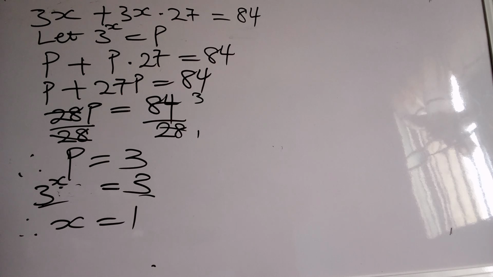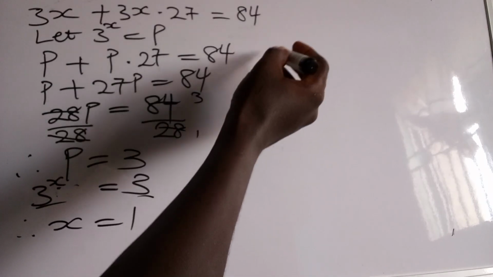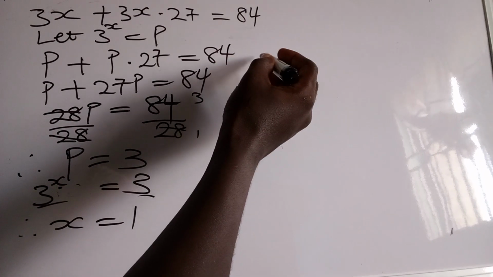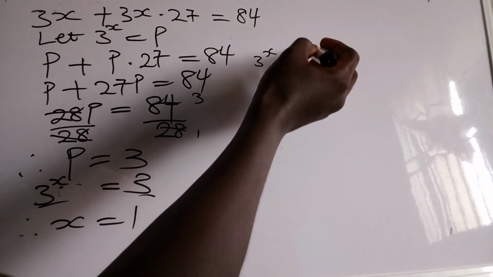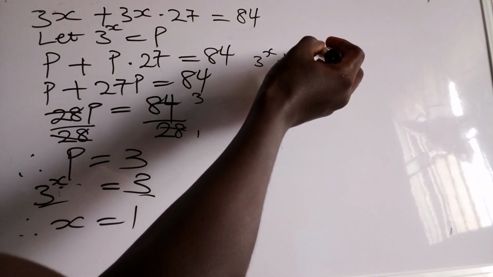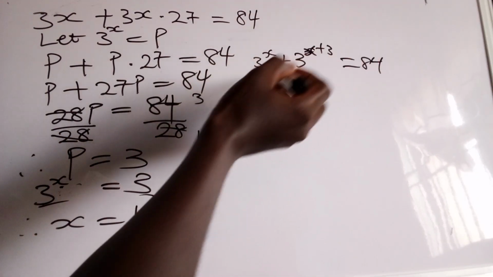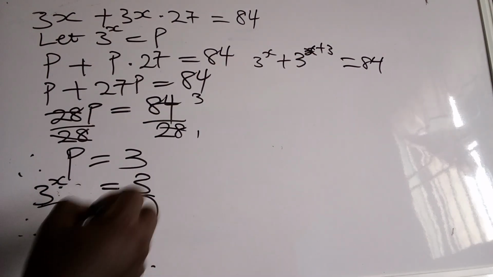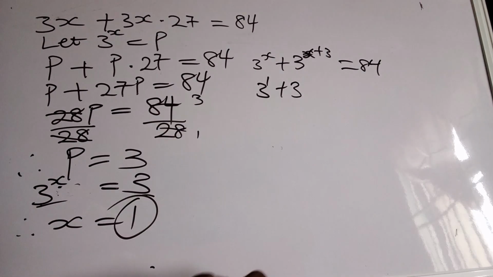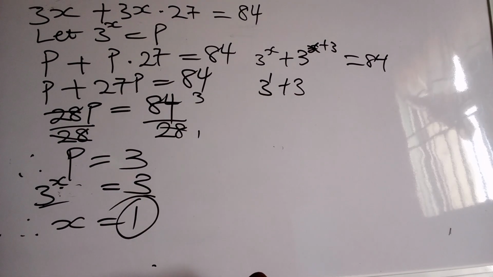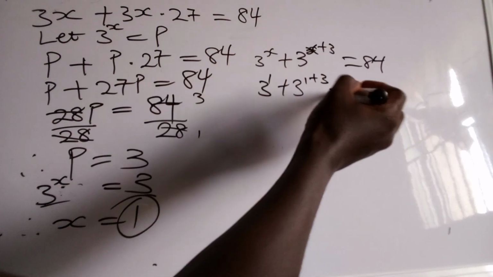So let's check our equation. Let's check if 1 is actually the answer for 3^x plus 3^(x+3) equals 84. We said x is 1. So let's say 3 raised to power 1 plus 3 raised to power 1 plus 3 equals 84.